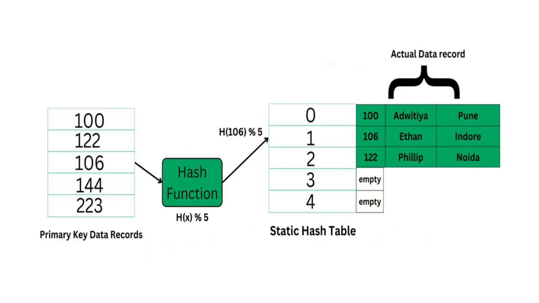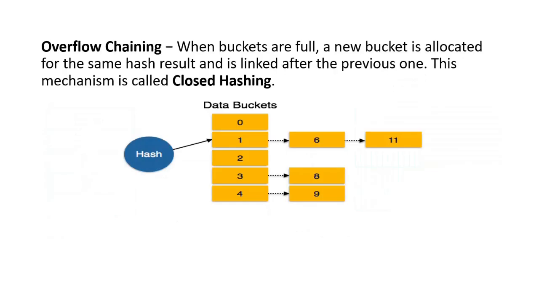Let's look at this example. We need to store the value 106. So for 106 we take the hash function calculation, that is h(106) = 106 mod 5. That mod value gives the address of the first bucket. So we have the 106 data, that is 106 Ethan, who is living in the city of Indore. That is called static hashing, and this is how we store the values in the table.